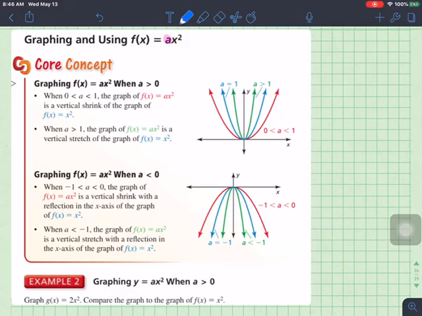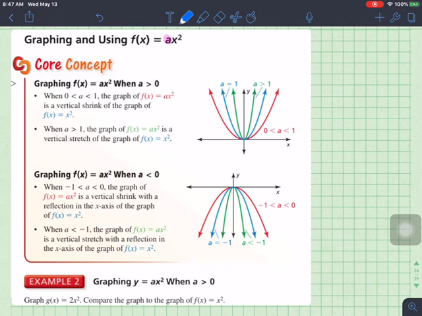Okay, Chargers, we're going to talk about a couple of things. We're graphing and using f of x equals ax squared form. We're going to talk about what happens. I'm kind of blending a lot of different things into this video that I think you're going to need for several assignments. So the question is, what happens when we have ax squared, right?